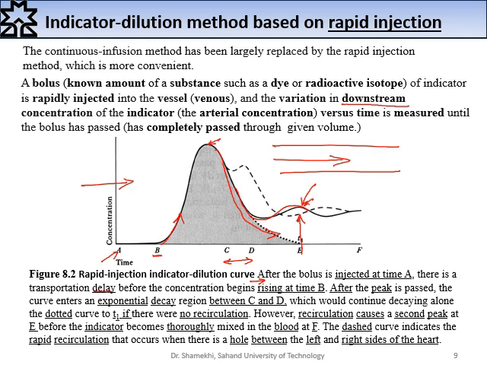Before the indicator becomes truly mixed in the blood at F, after some pulses, the indicator becomes truly mixed in the blood, and we assume that point is F.